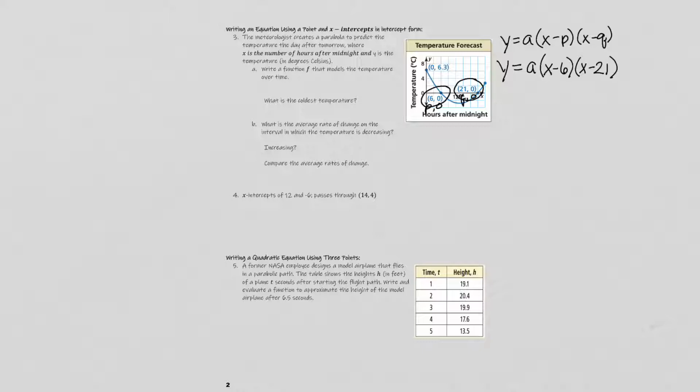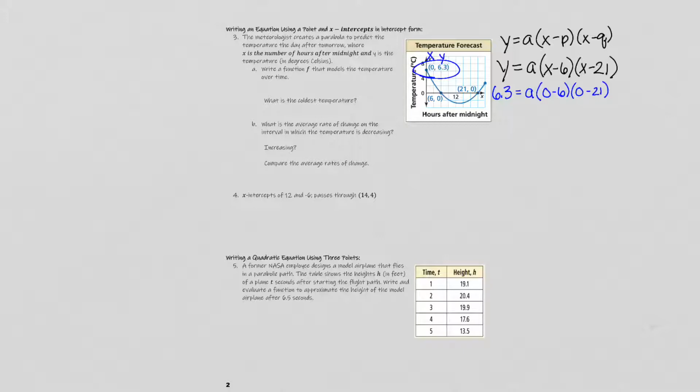All right, but I need a to be able to have my answer in the right form. So it gives me another point here, right here. And I'm going to say, okay, that's my x and that's my y, and I can plug them in and I can find a. So if y is 6.3, a times 0 minus 6 times 0 minus 21.